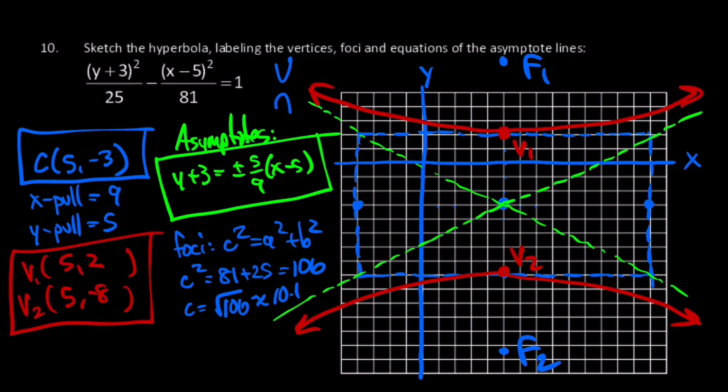So how do we get those coordinates? Well, remember, it's all about a pattern, right? You know the distance from the center to the focus is square root 106. So basically what I'm doing is I'm taking this y coordinate and I'm adding square root 106 to it. All right, the x coordinate is going to be the same as the vertices, same as the center. That's 5. My y coordinate from the center is -3 plus square root 106. And then F2 would be 5 comma -3 minus square root 106.